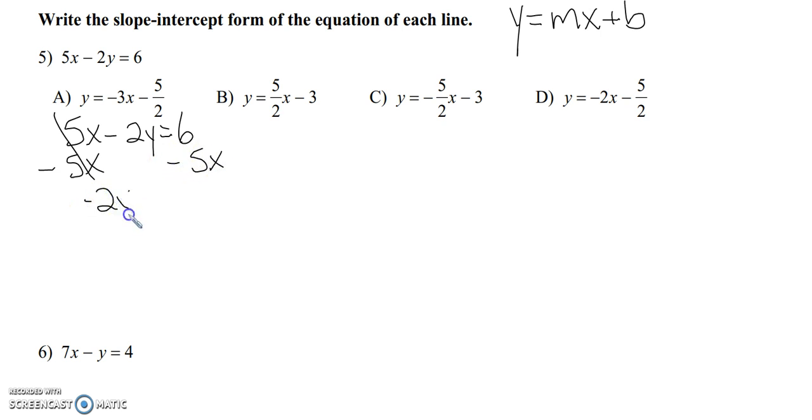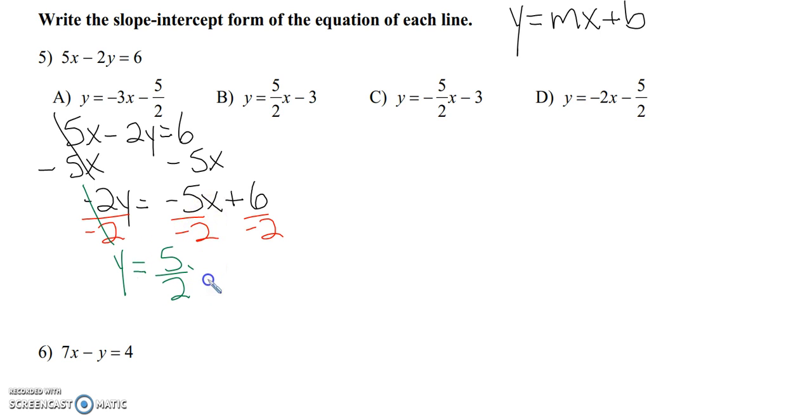And we're left with negative 2y. So here, technically 6 minus 5x is correct, but since our slope-intercept form has x first, we're going to want to write that in front. Negative 5x plus 6. Now we want to get rid of the negative 2, so we're going to do the opposite of multiply and divide everything by negative 2. So this cancels out, but here we have a negative divided by a negative. So this is going to be positive 5 over 2, and this is negative 3.